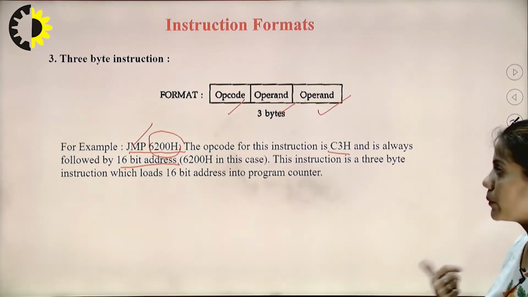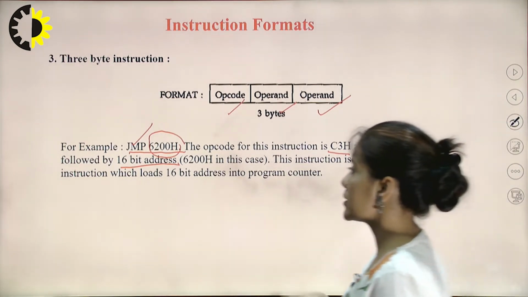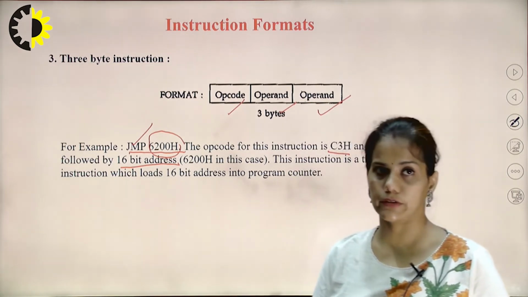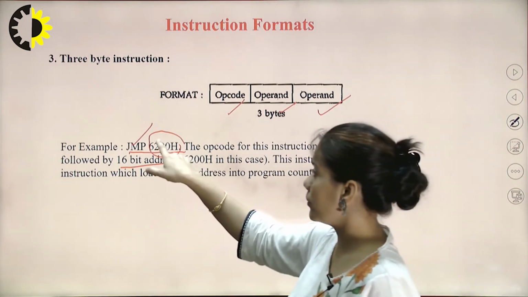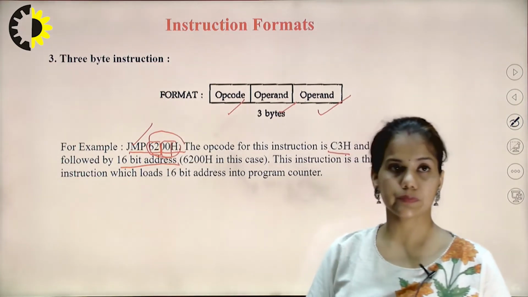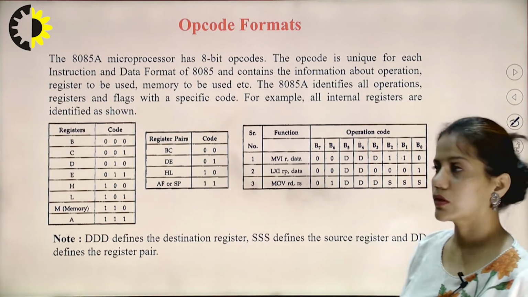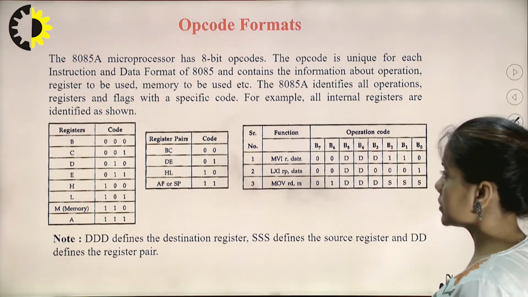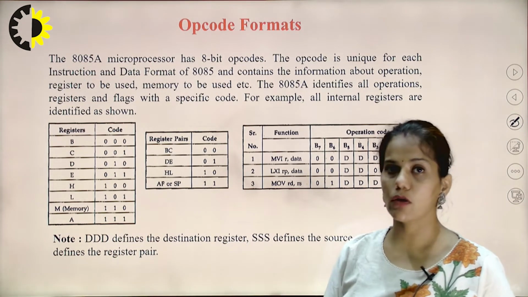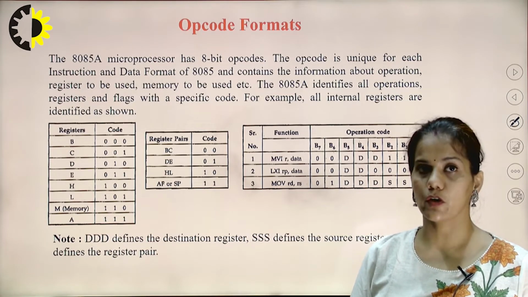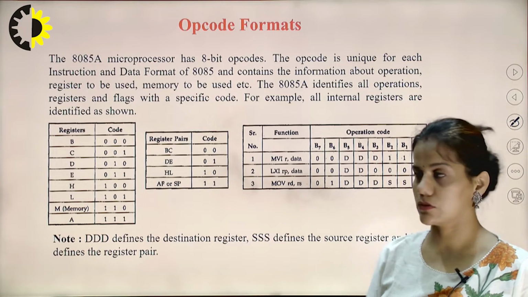So this is a 3 byte instruction. First is the opcode and second byte is the lower order address and third byte is the higher order address. So this is the higher order address and this is the lower order address. So this is how we make the formats. Suppose I am giving you any instruction, so how will you tell me what will be the instruction format for this particular instruction? So let's see.